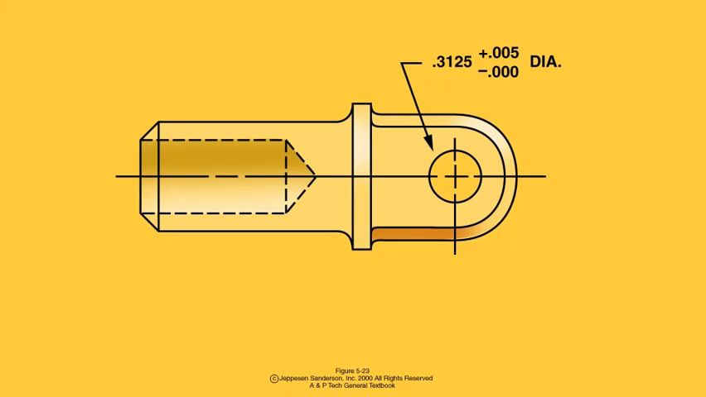The tolerance in the example shown here is from 0.3125 to 0.3175. The upper allowance is 0.005 and the lower allowance is 0.